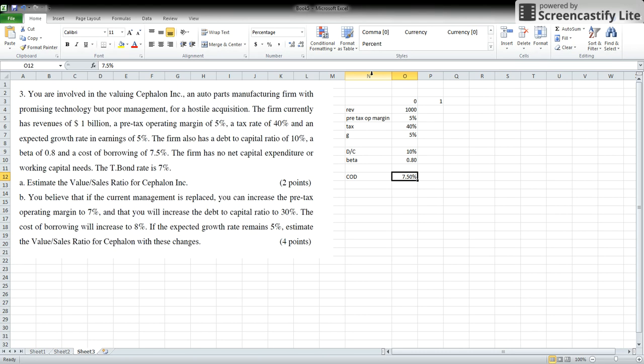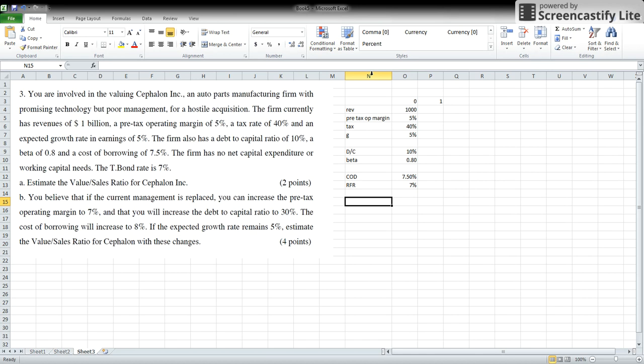So while calculating the free cash flows to the firm, you're only required to calculate what the expected EBIT into 1 minus T needs to be, because there are no capex and working capital requirements. The risk-free rate is 7%. Okay, so firstly, you're required to calculate the value to sales ratio for Cephalon, for which you need to first calculate the value of the stock.